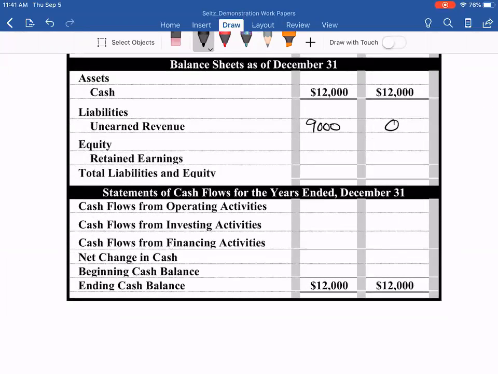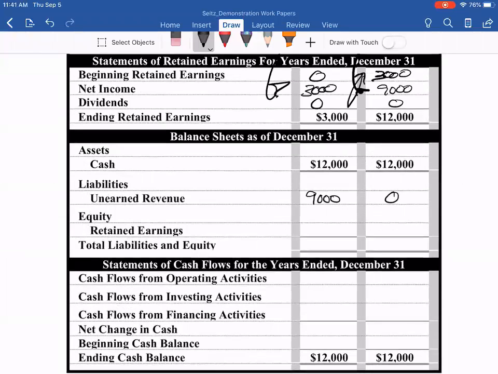My equity and retained earnings, there's no common stock coming into play in this transaction. My equity and retained earnings would drop down from here. So it'd be 3,000. Drop down from here, be 12,000. Okay, so my total liabilities and stockholders' equity for both years would be 12,000.